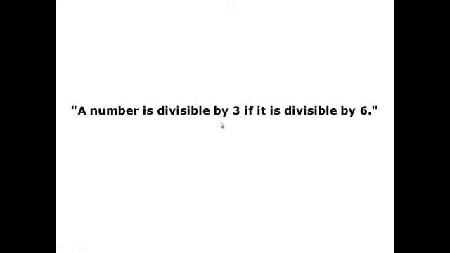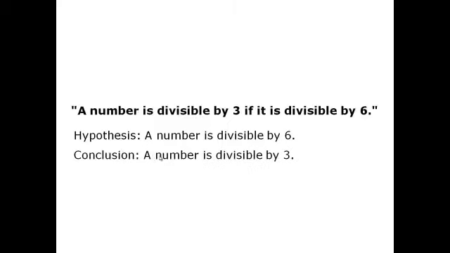A number is divisible by 3 if it is divisible by 6. Once again, remember, the hypothesis, the P, is the if part of the statement. In this case, it is divisible by 6. That's the hypothesis. What's it? It's a number. A number is divisible by 6 is the hypothesis. And the conclusion would be it is divisible by 3. A number is divisible by 3.